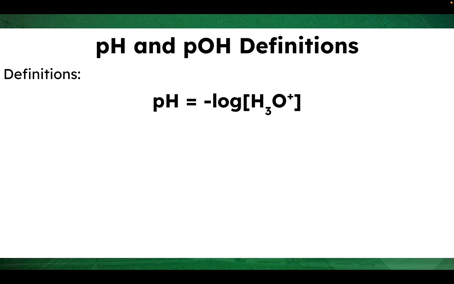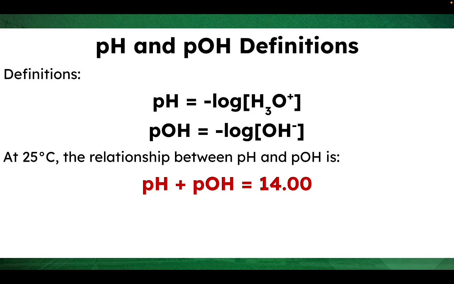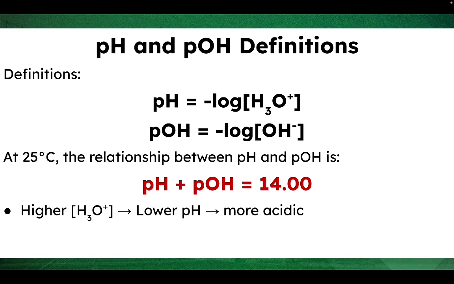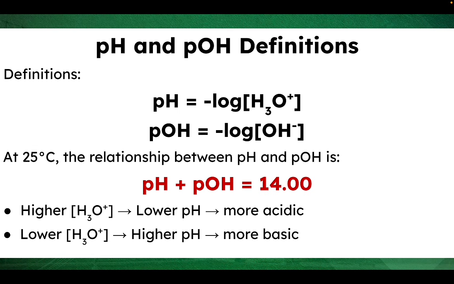pH is defined as the negative logarithm of the concentration of hydronium ion. pOH is the negative logarithm of the concentration of the hydroxide ion. At 25 degrees Celsius, the sum of the pH and the pOH is equal to 14. This means that the higher the hydronium ion concentration, the lower pH you have, the more acidic the solution is. The lower the hydronium ion concentration, the higher pH you have, the more basic the solution is.